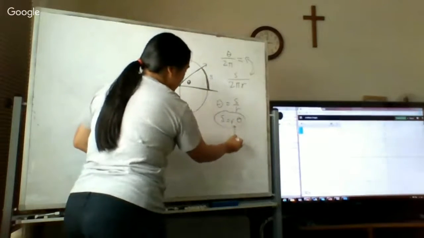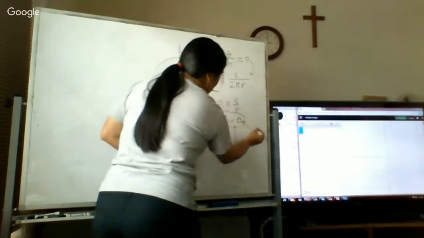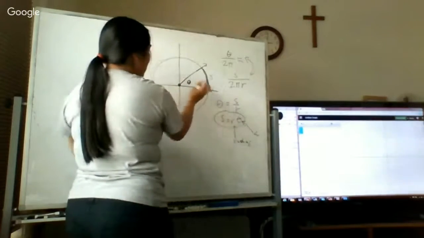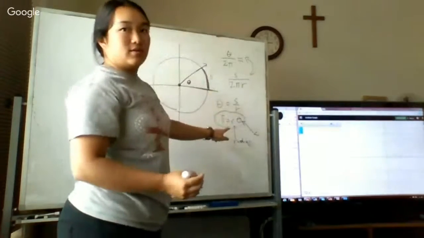R is the radius, and theta is the angle. So as long as you know the radius and the angle that is intersecting the circle, you can find the arc length using this equation.